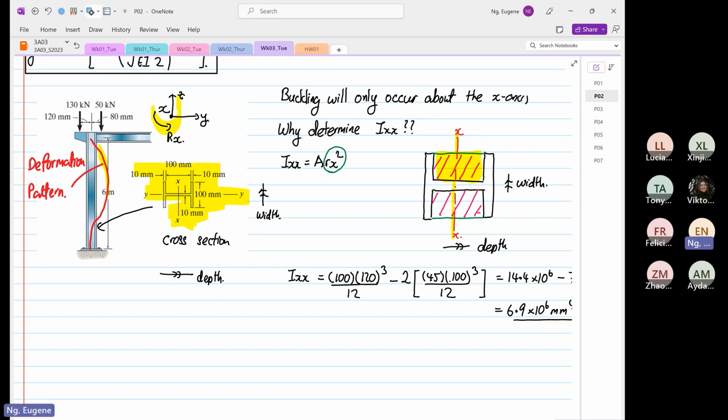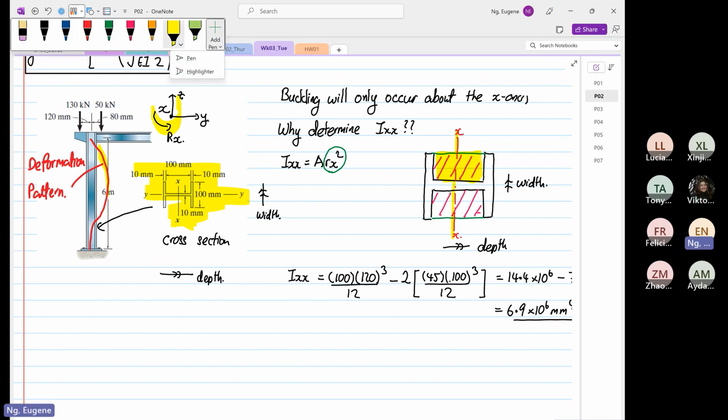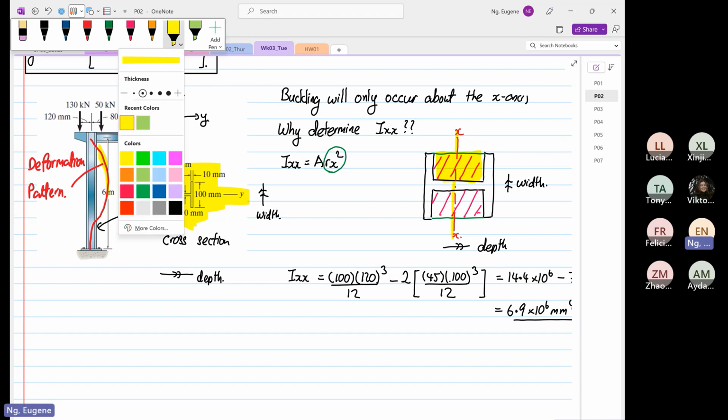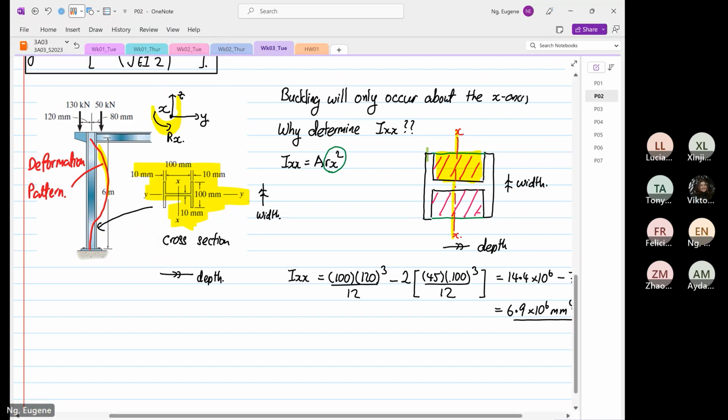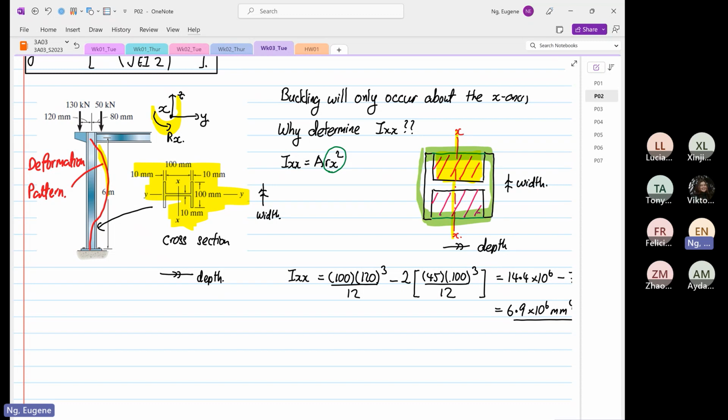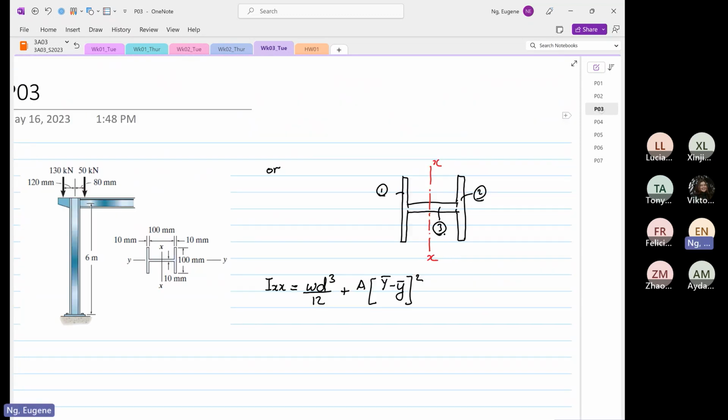And then if we look at the outer perimeter over here, again, the centroid is at the same place. So that's why you don't need the area times bracket big Y bar minus small y squared. You don't need to do that. So over here, we need it for IXX1 and 2. We don't need it for 3.